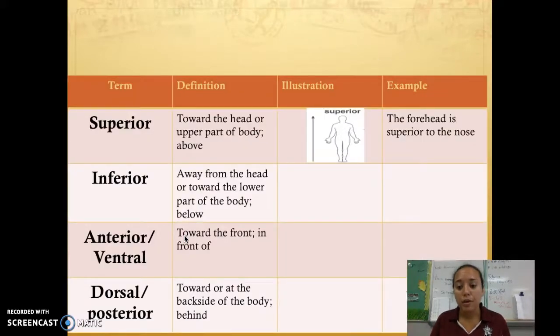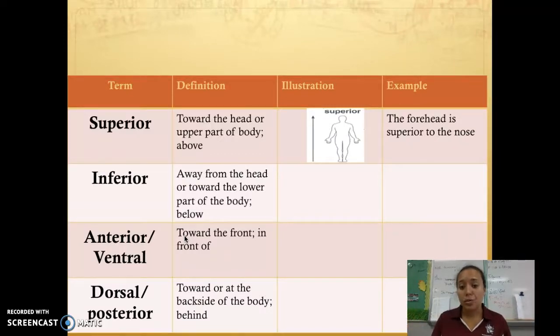Okay, so again, you have another table. You may want to pause right now and do this portion, or wait till after. It's up to you how you want to do that. There will be a mini quiz after this, so just keep that in mind. So we have superior. Superior is towards the head. Okay, so superior, above. I think of that like superior, someone's better than someone else, they're above, right? So an example of that would be the forehead is superior to the nose.